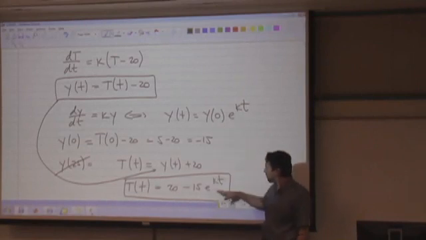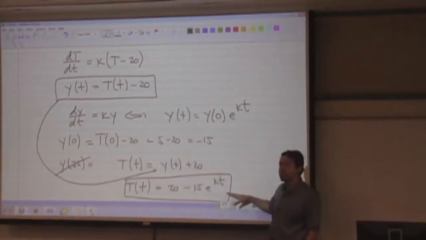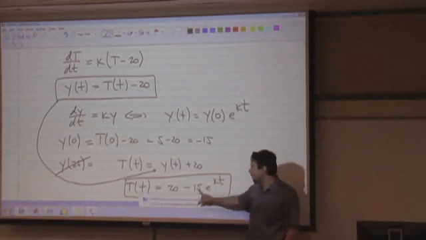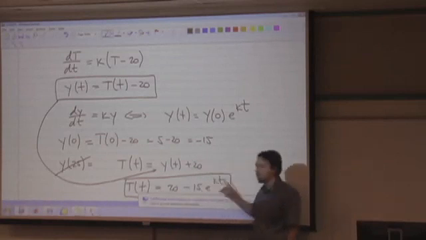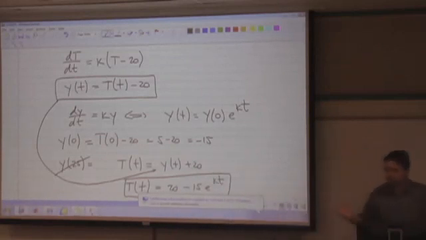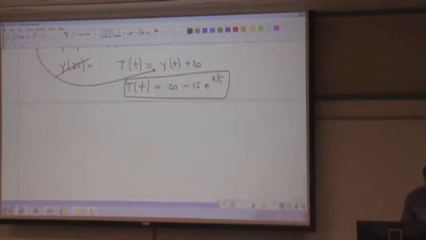Basically all this brought us back to problems we did with exponential growth and exponential decay, right? We are given the initial value, we came up with the equation, we plugged in whatever other value, and we came up with the value of k. So in exactly the same fashion, this will work. We're given that T of 25 was equal to 10, but T of 25 is equal to 20 minus 15 e to the k times 25. Right?